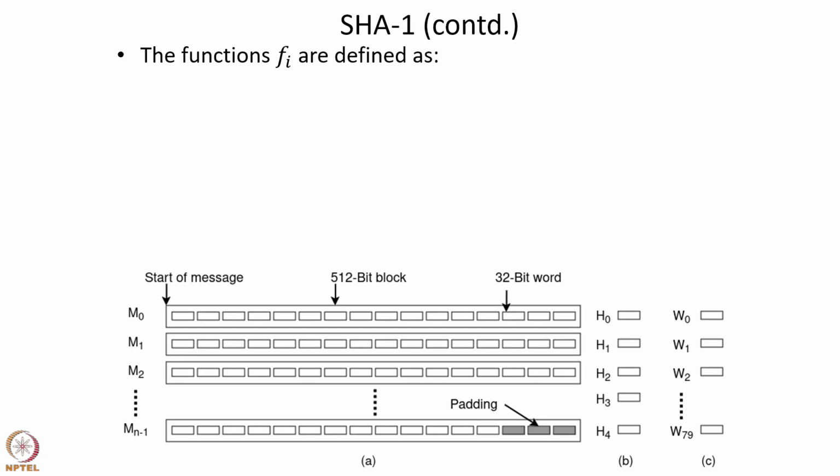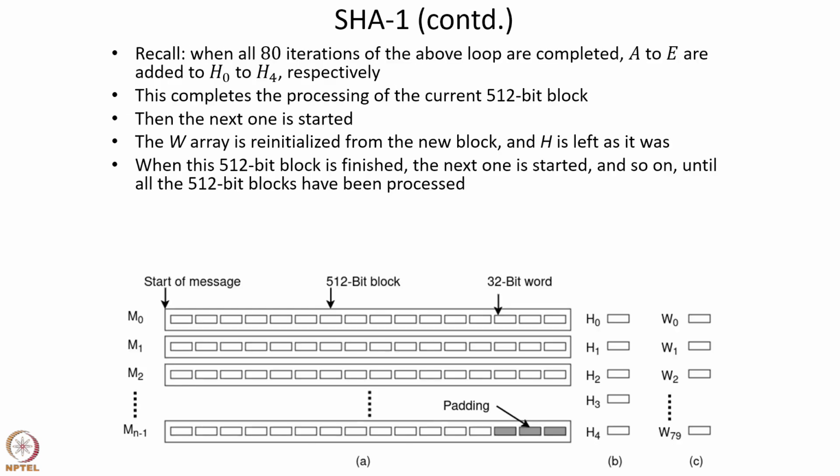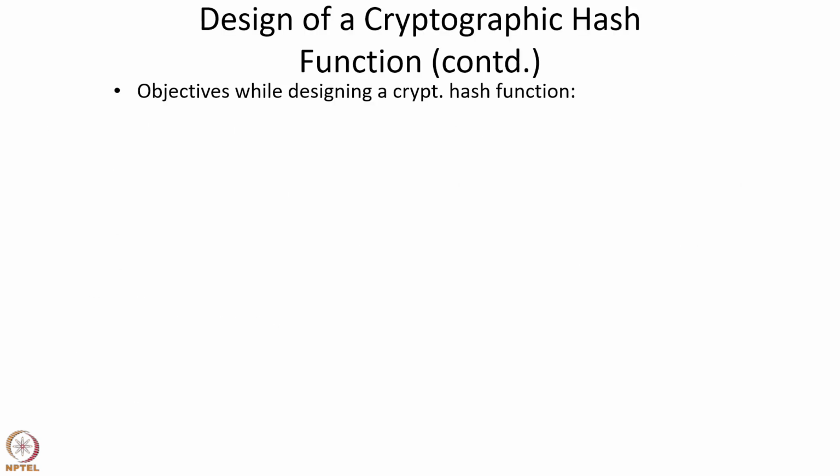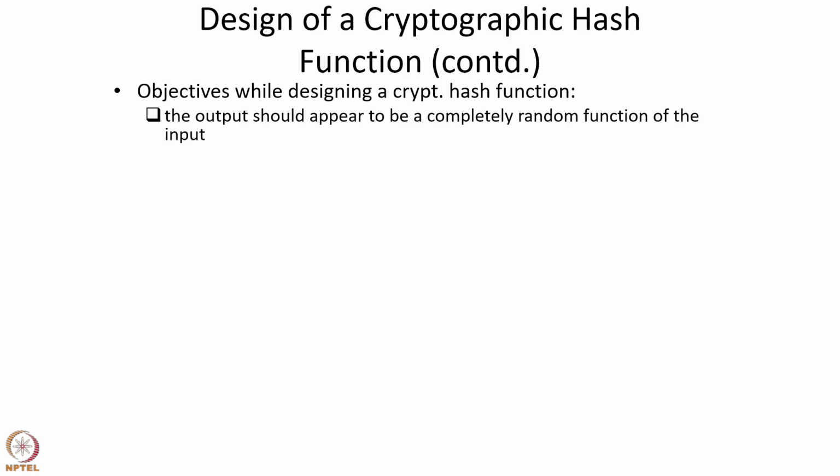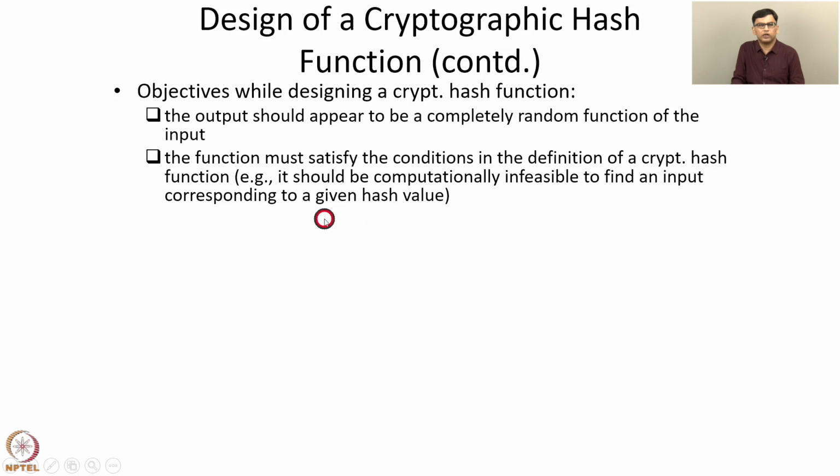So going back to the question that we are discussing. The reason that these particular functions are used and these particular operations are used, the reasons are as follows. Recall that the objectives when designing a cryptographic hash function are as follows. The output should appear to be a completely random function of the input, and the function must satisfy the conditions in the definition of a cryptographic hash function. For example, it should be computationally infeasible to find an input corresponding to a given hash value, and the function should be easy to compute. So it should not be computationally expensive.